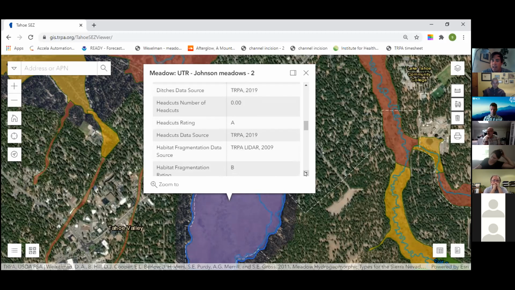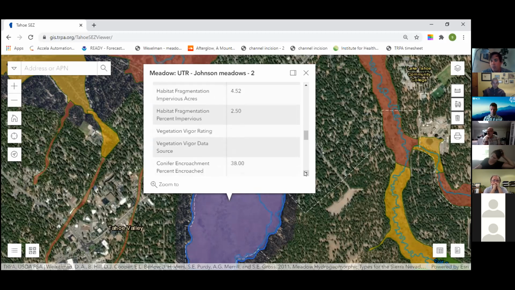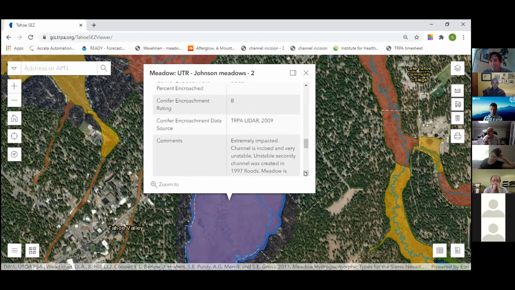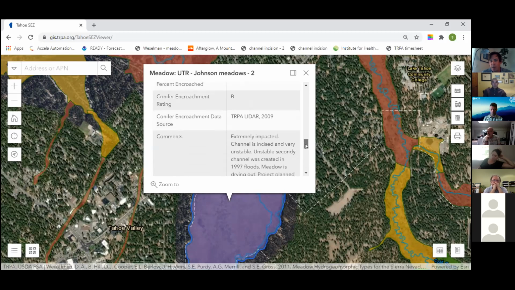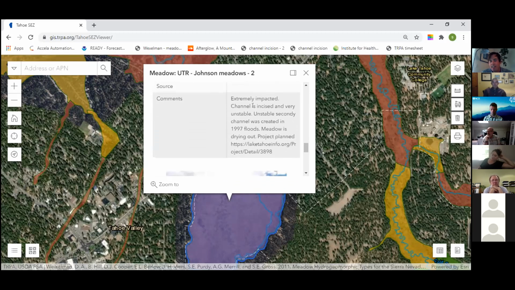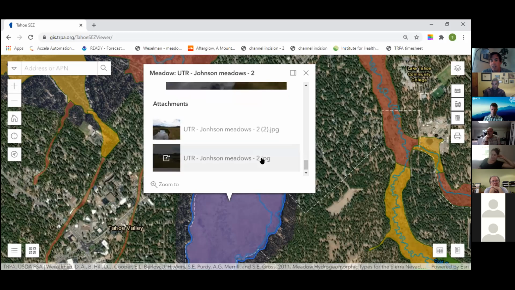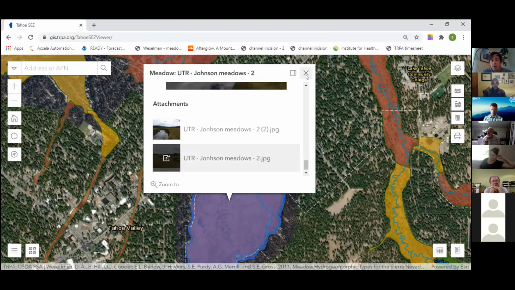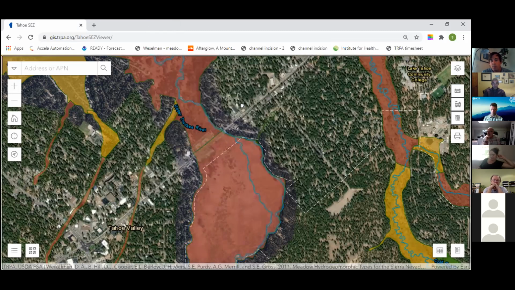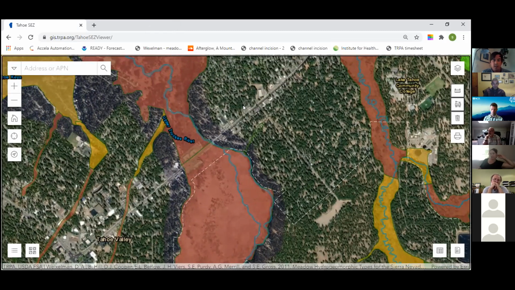So this is really daylighting all this stuff so that in 20 years, when we look back at this, people don't wonder where we got this information from. It has a comment section with a general site description. If there were any projects in the past or a plan, they're going to be listed here. And then you also have site photos, so you can look at what the site looks like. So yeah, you can scroll around and look at as much or as little data as you want.